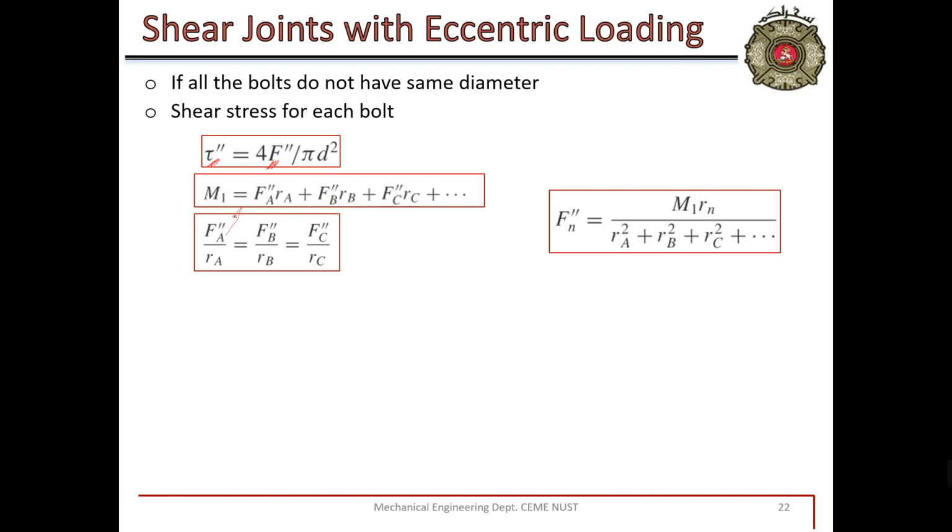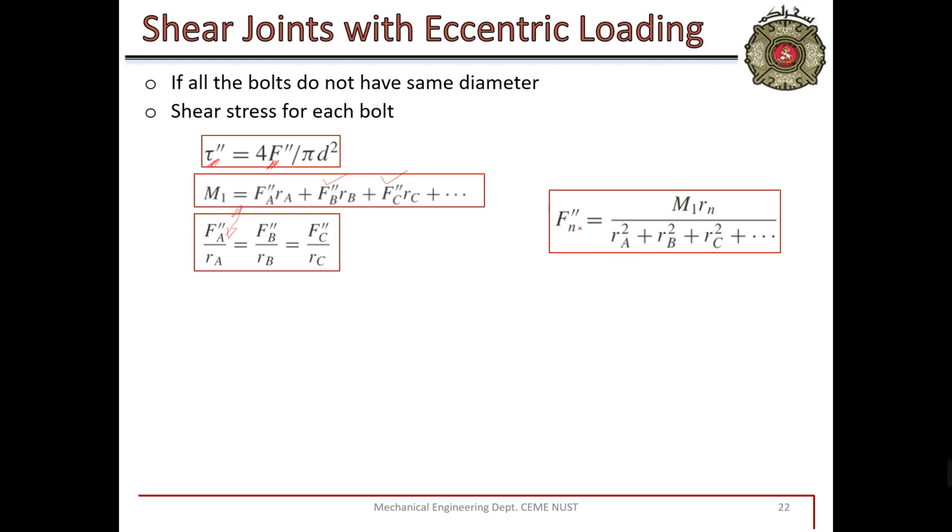Using these two equations, we can calculate, for example, Fa double prime is equal to this. Similarly, we know that Fb double prime will become equal to Rb by Ra into Fa. Substituting this value, that equation will be only as a function of Fa, ratio of Rb and Ra, ratio of Rc and Ra. At the end, we take Fa double prime common, and the final value can be calculated by ratios of Ra, Rb, Rc, and Rn.